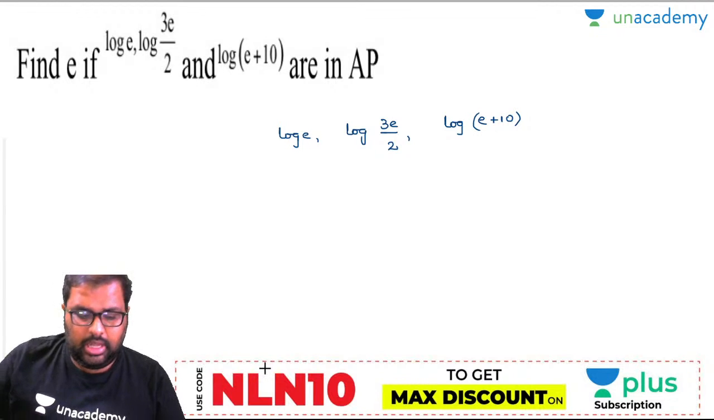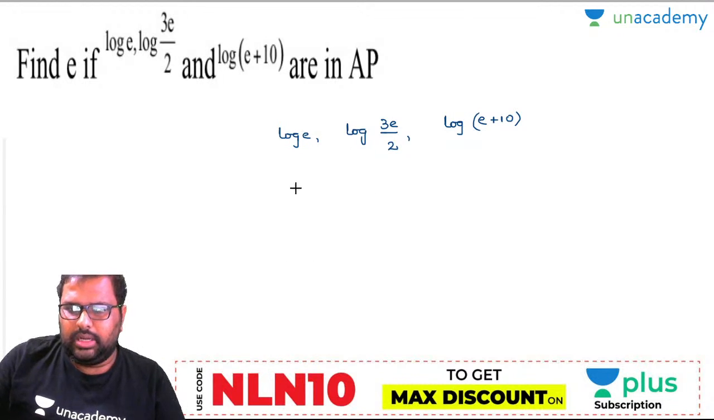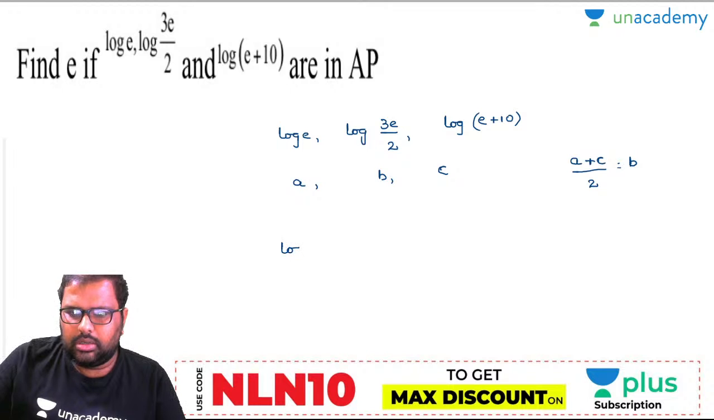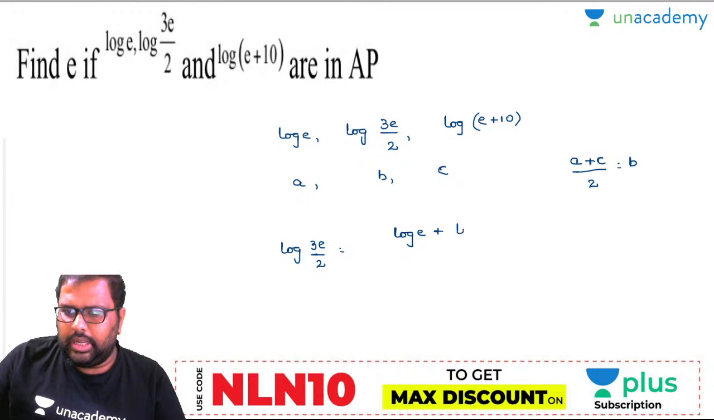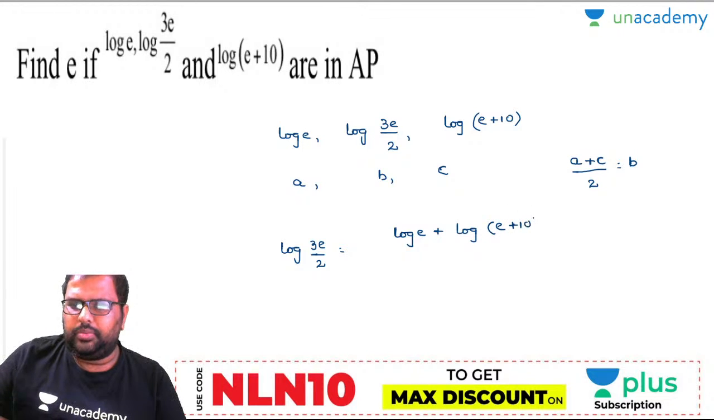It seems we have done numerous questions in this format, right? So I'll take this as a comma b comma c. A comma b comma c are in arithmetic progression. So automatically first term plus last term divided by 2 is equal to your arithmetic mean, that is called your middle term b. So I have to write the same thing there: log 3e by 2 is equal to log e plus log of e into 10, e plus 10, divided by 2.